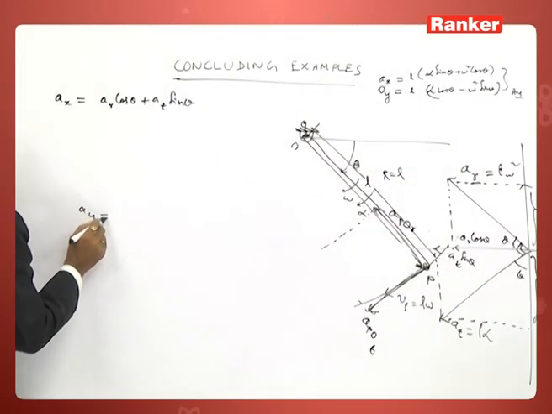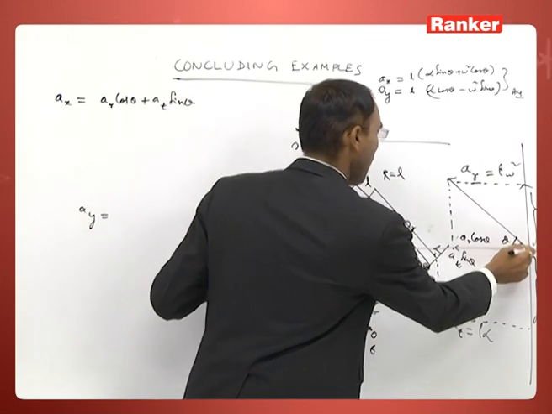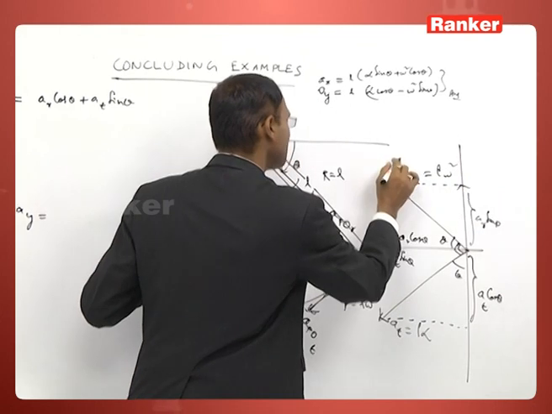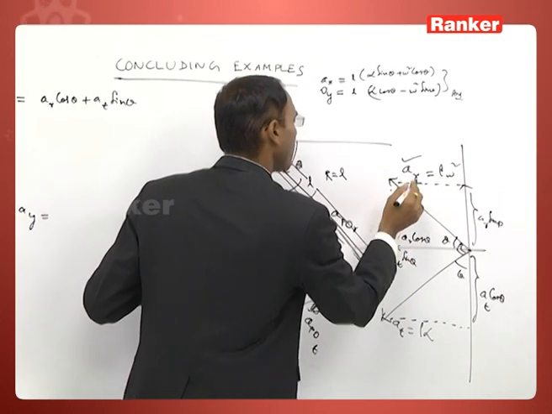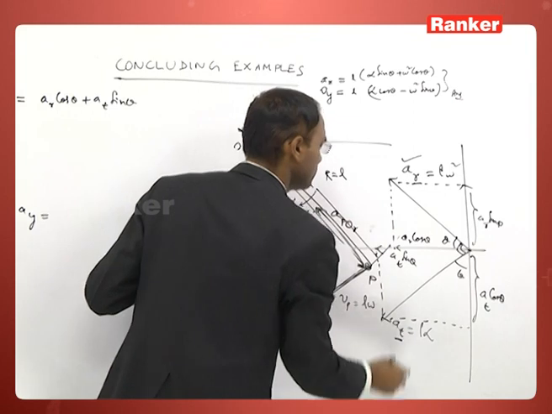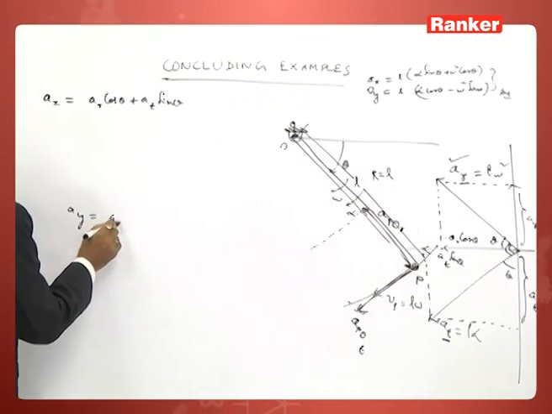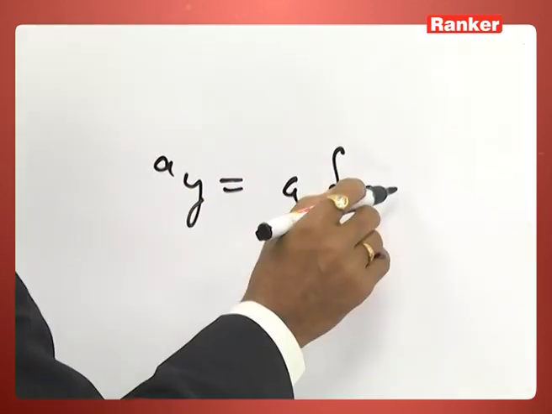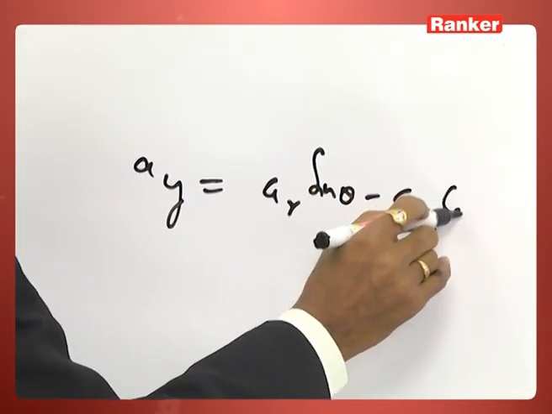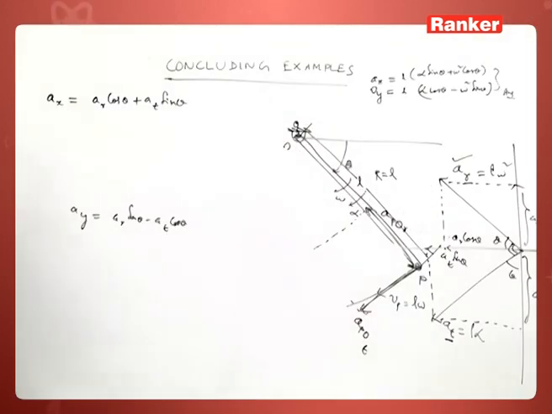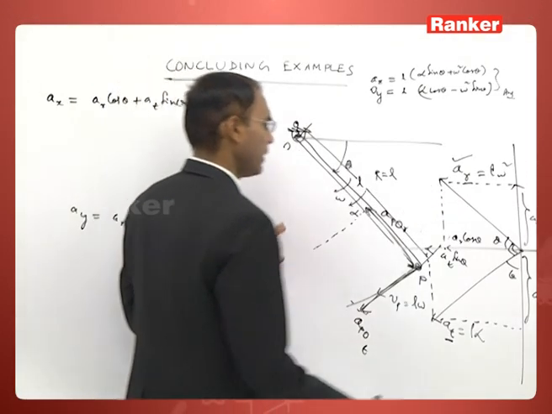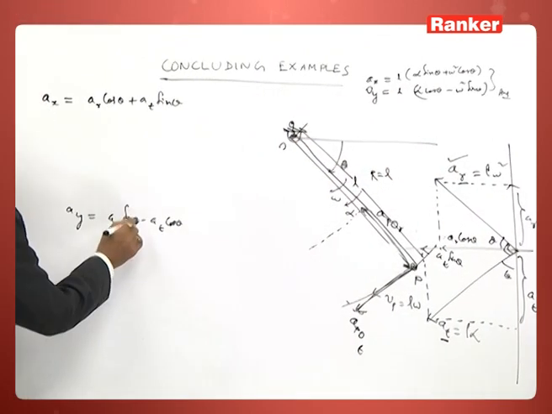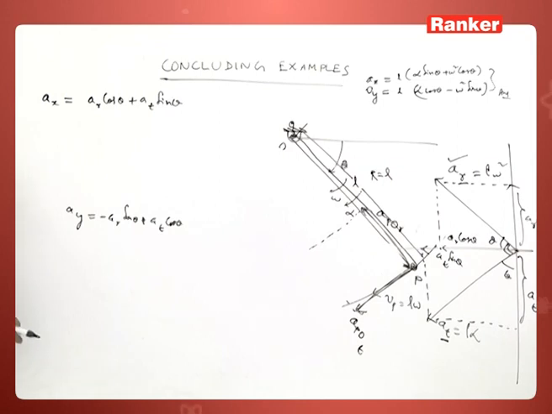and the y component of the acceleration of the point can be calculated by adding the y component of the accelerations AR and AT. These two are AR sin theta minus AT cos theta. But we have taken y downward as positive, so AT cos theta minus AR sin theta.